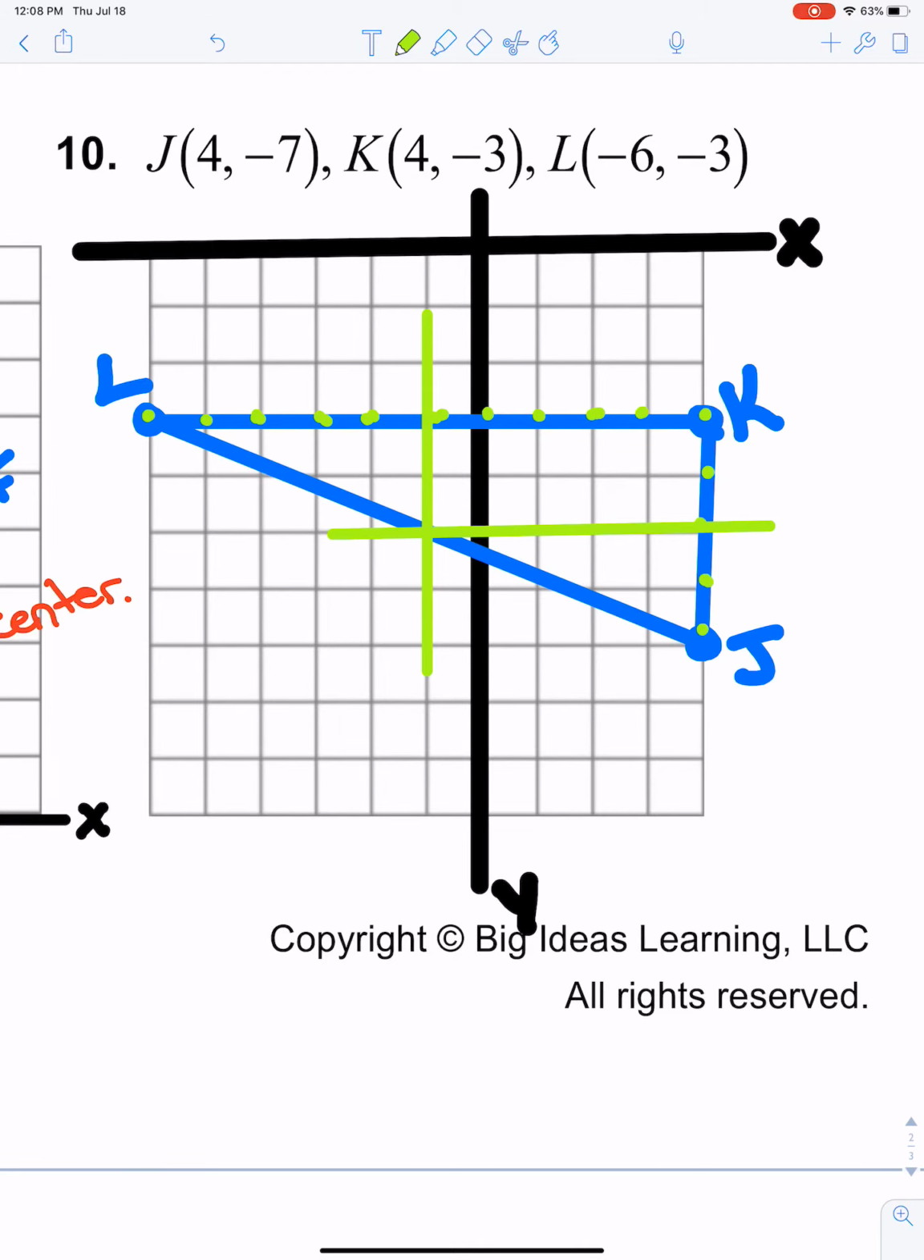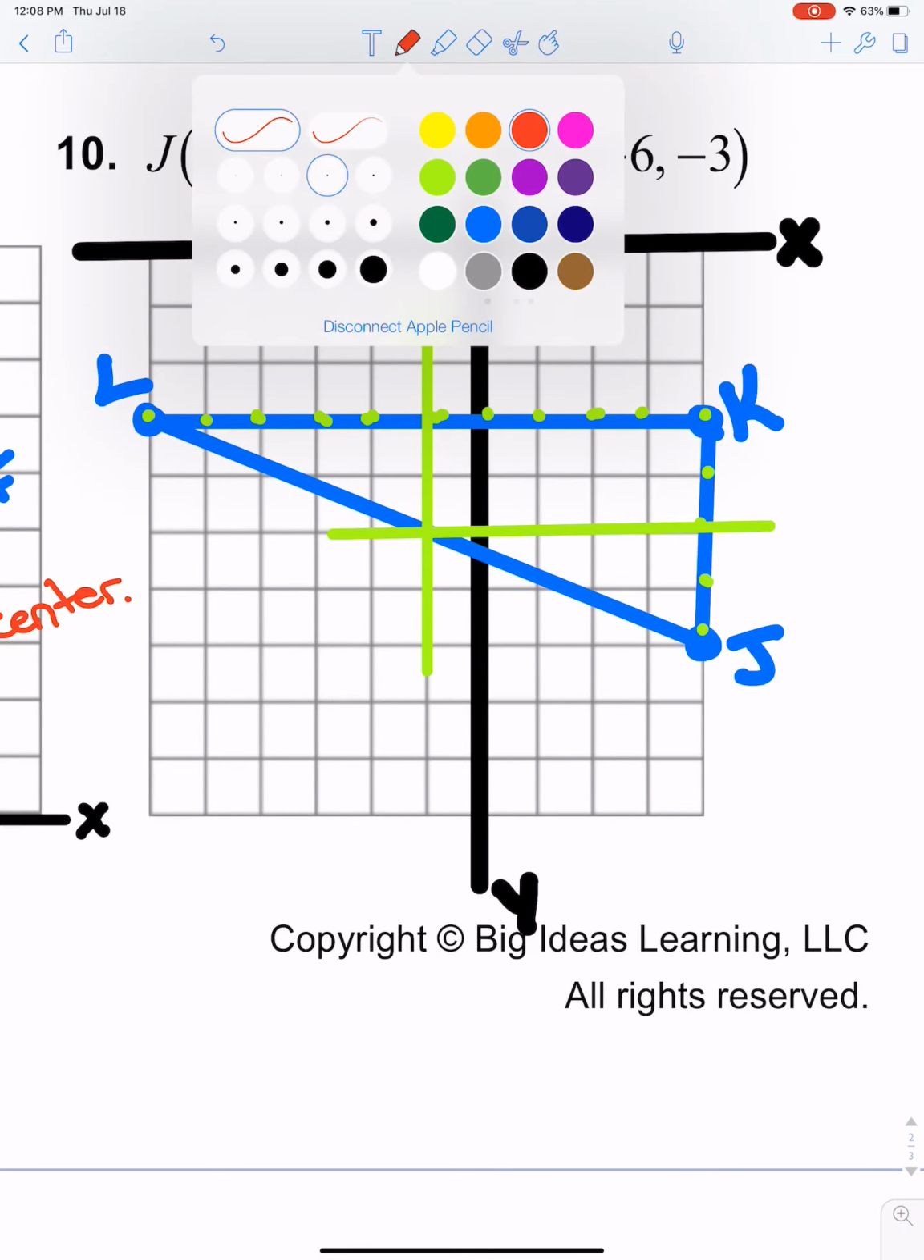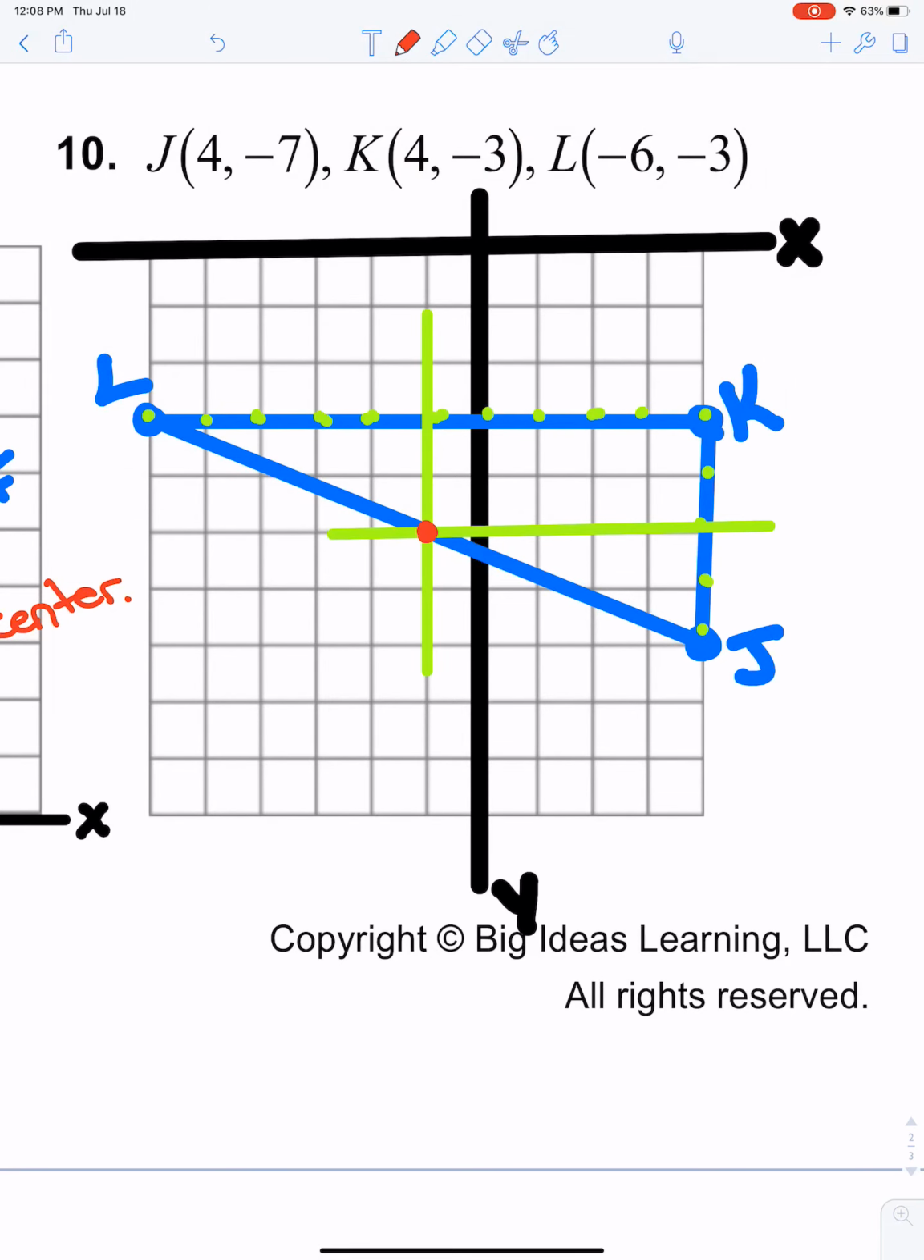Two perpendicular bisectors meet at the incenter, which is right here. Our incenter seems to be at (-1, -5). Oh, did I say incenter? I meant circumcenter. The circumcenter is created by perpendicular bisectors.